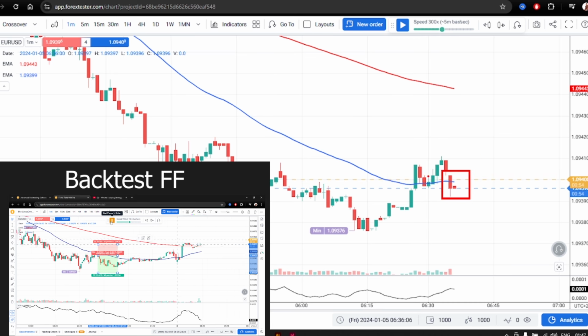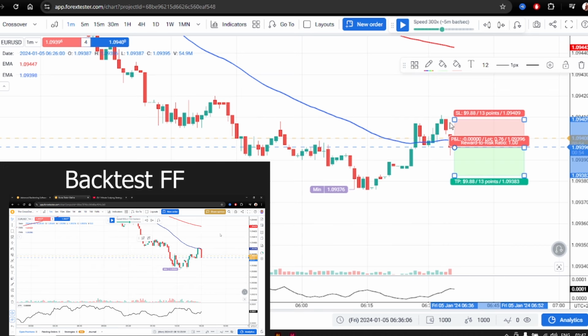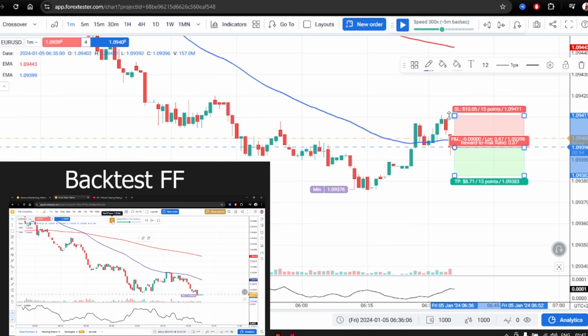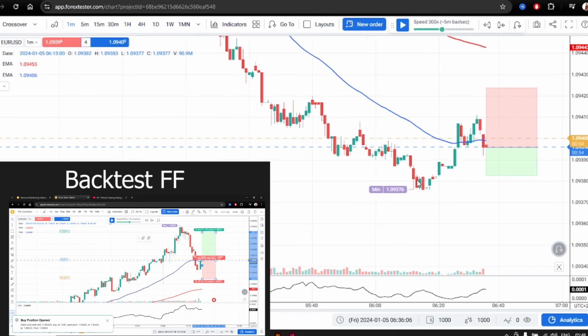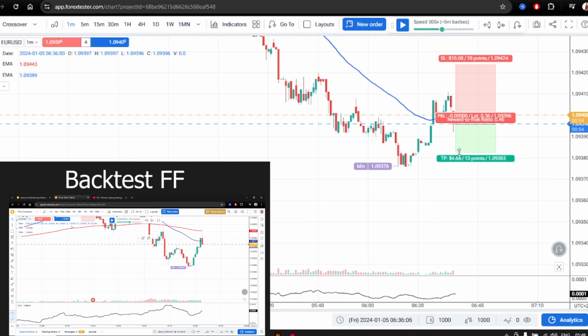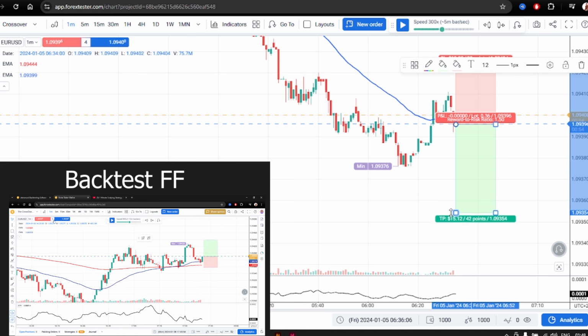On the breakout candle, which is going to be the red candle in this case, you want to be placing your sell trade. Place your stop loss 2 times the ATR above the highest point where the market got to on that pullback. And then your take profit is going to be 1:1.5 your risk. And this is how the trade works.